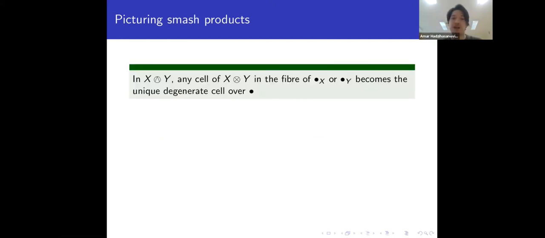Now on to smash product. What happens in the smash product is that we take the gray product and then we declare that every cell in the fiber of the point has to become a degenerate cell on top of the point. And we're going to picture degenerate cells with dotted wires and dotless nodes.